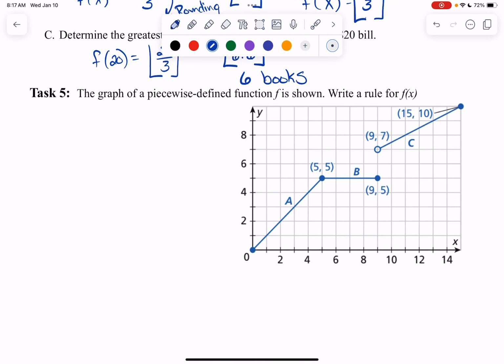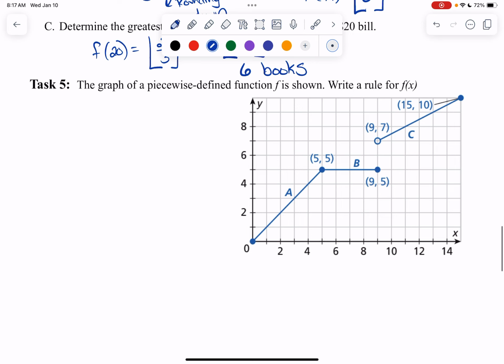We are now going to tackle task 5. And we are given the graph of a piecewise function, and we want to write the rule. What they mean by rule is we want to write that equation for it. So to do that, I need to write the equation for each individual piece.